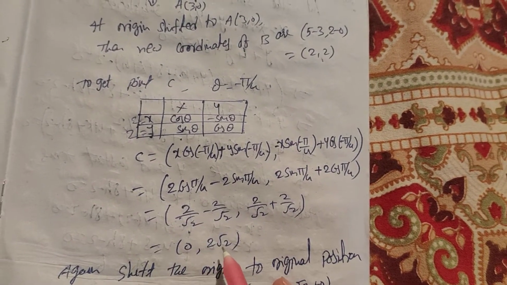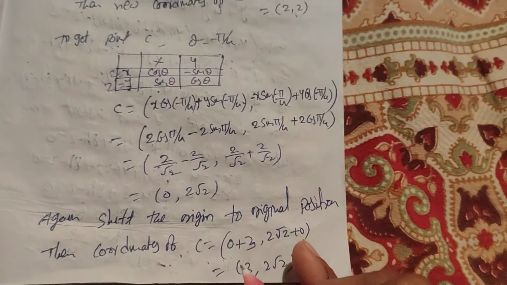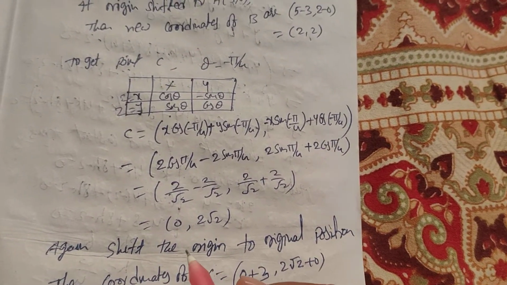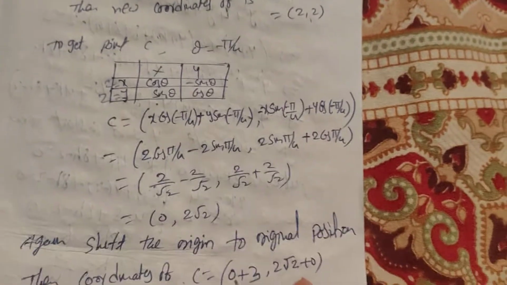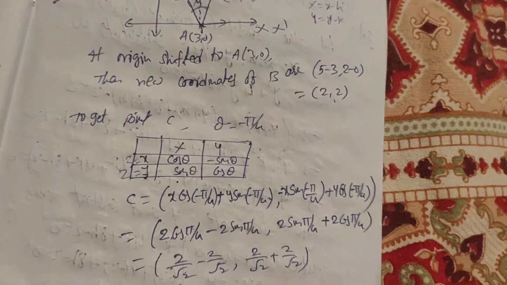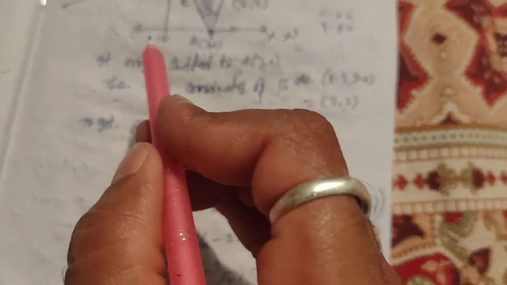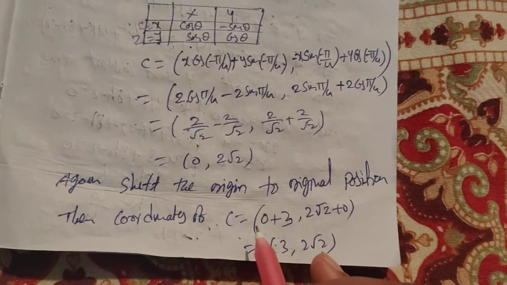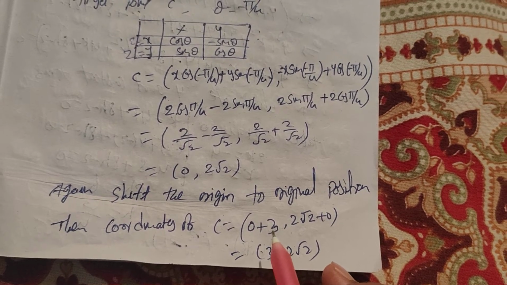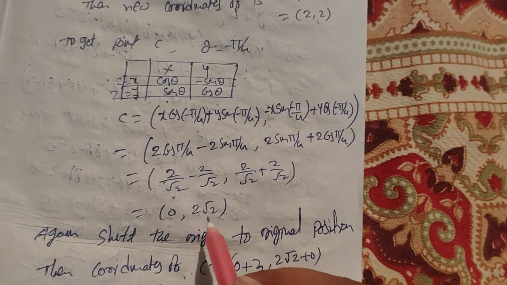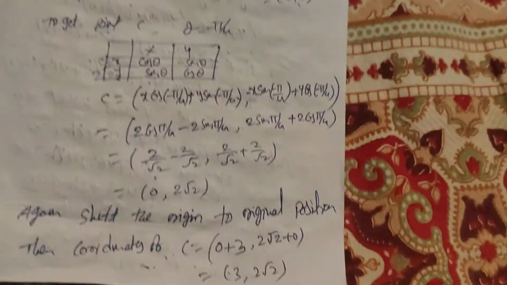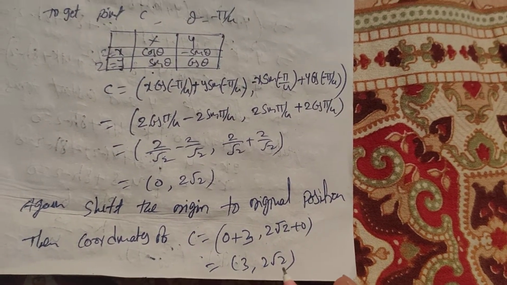Here x is what? 0. Y is what here? 2 root 2. That means x plus h means 0 plus, what is h here? 3 comma 0. So x plus h means 0 plus 3. This is x comma y. This is h comma k, 3 comma 0. Because we are translating the origin to this point, important. So that is nothing but 0 plus 3, x plus h and y plus k. Y is equal to 2 root 2 and k is equal to 0. So 2 root 2 plus 0. So this is equal to 3 comma 2 root 2.